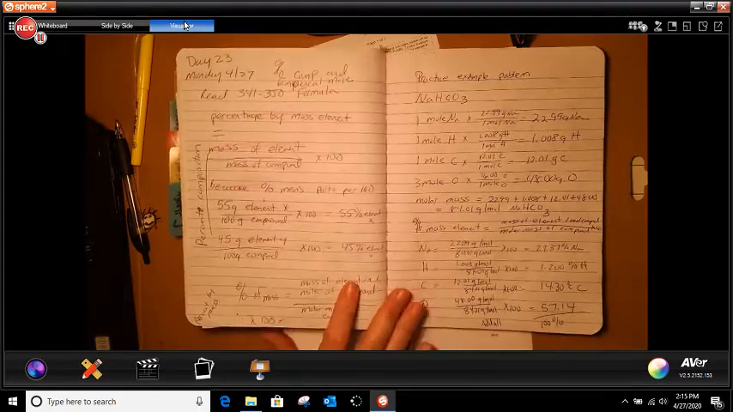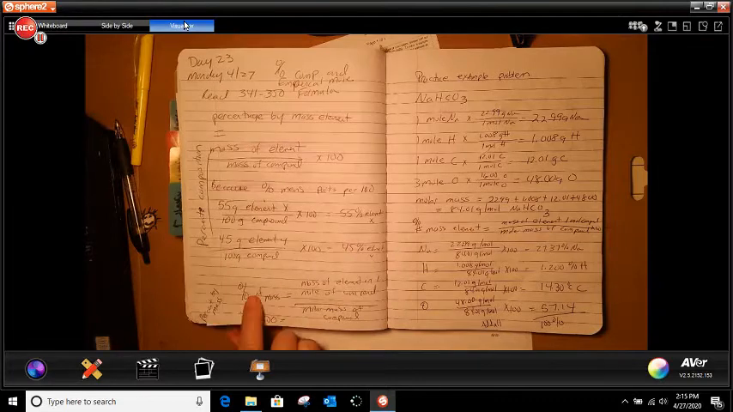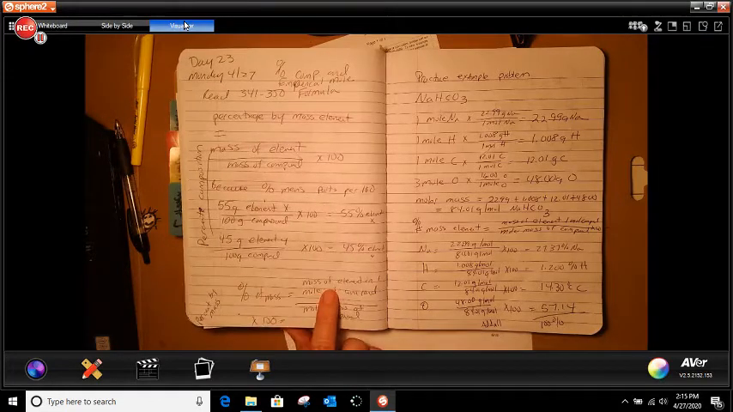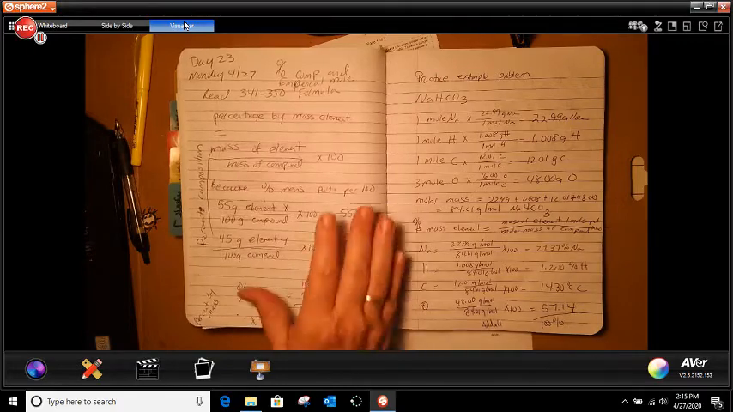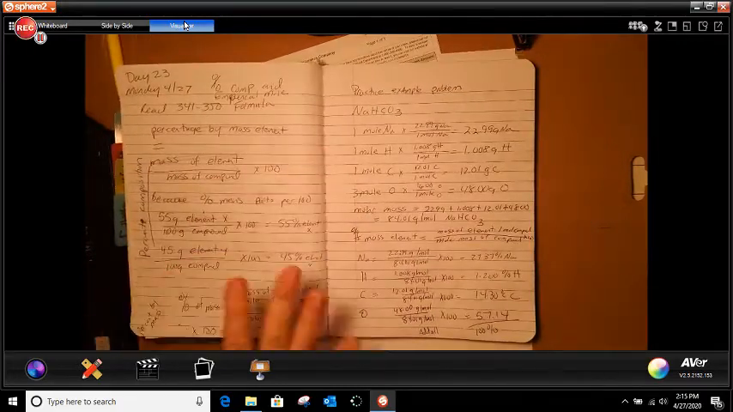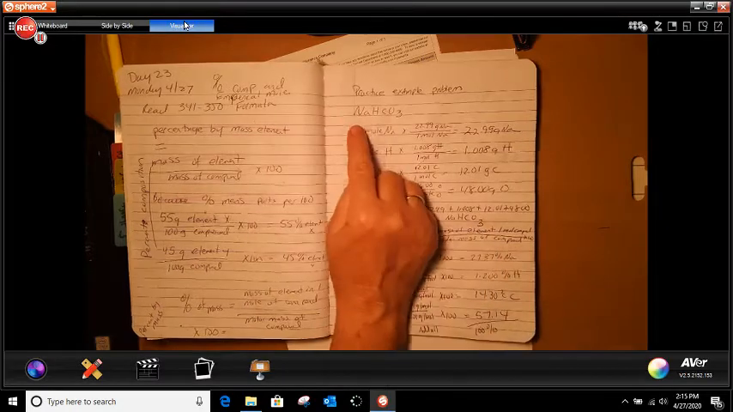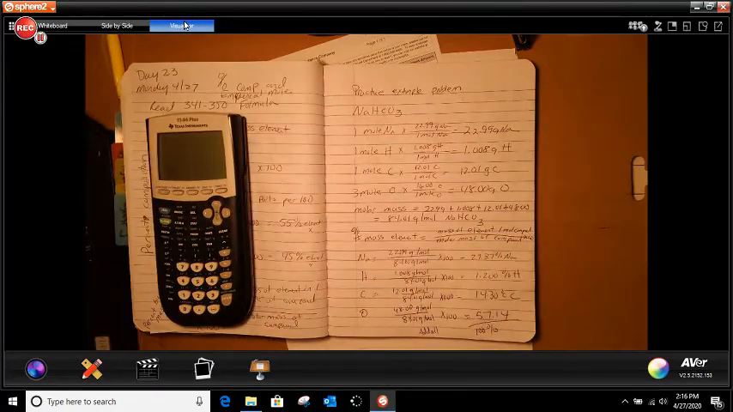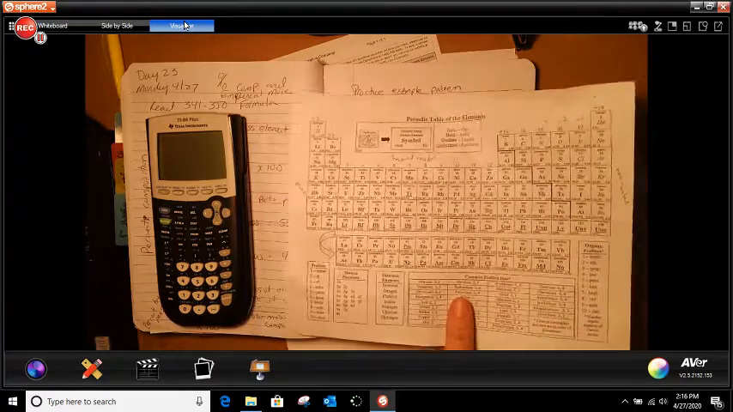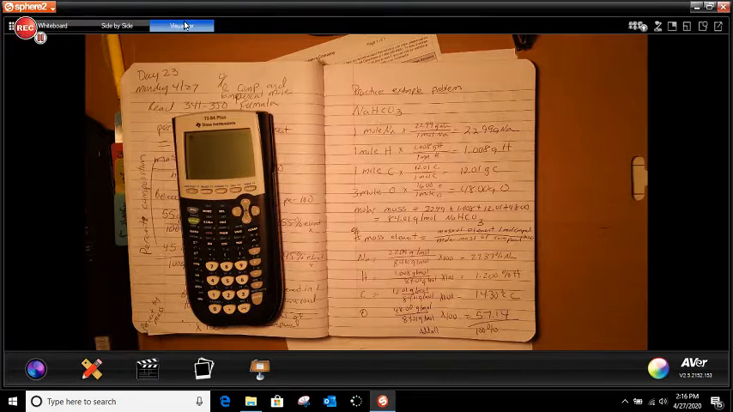So, percentage by mass is the mass of the element in a mole of a compound divided by the molar mass of the compound. In the book, there is a practice problem where it says NaHCO3. When you're doing this, you will need to have your periodic table and your calculator. Now, there are steps that you would need to take.